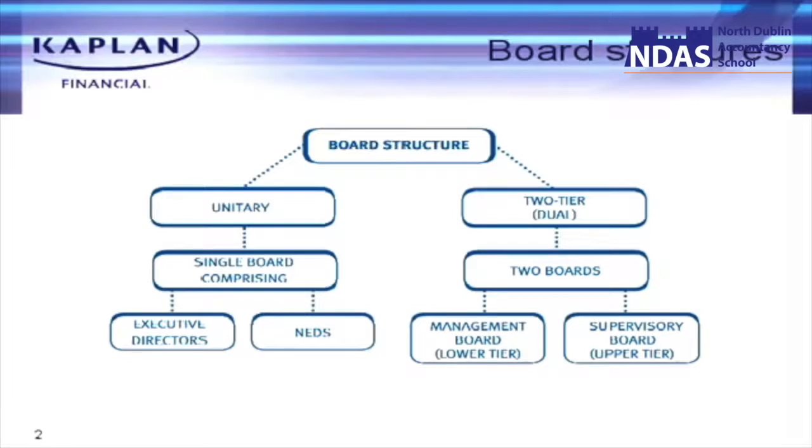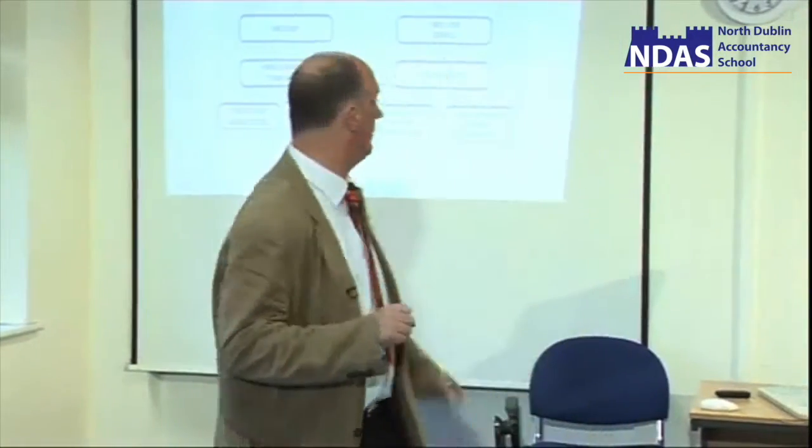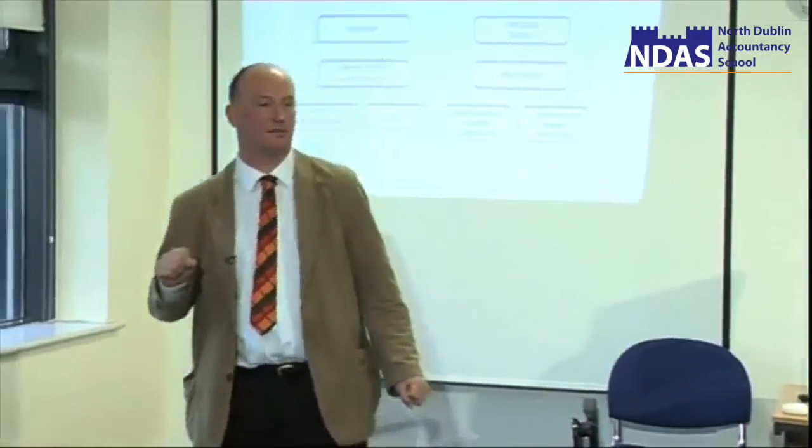The two-tier then, the second type I just made reference to earlier on, is commonly used in France and Germany. And they have what's called a management board and a supervisory board. And the management board consists exclusively of executive directors, and the supervisory board of non-executive directors.